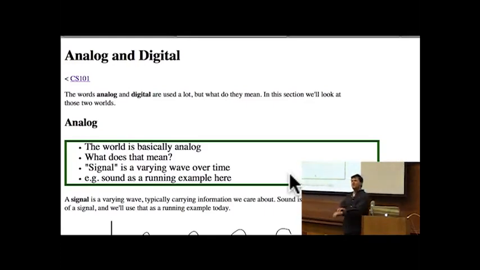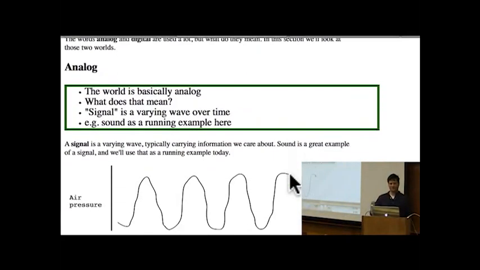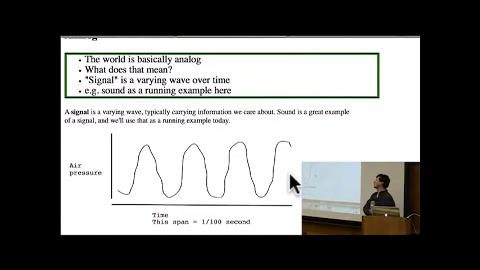So the world is basically analog. And what does that mean? Well, the simplest case, and the running example I'm going to use today, is sound. What does sound look like? How does sound work, the sound of my voice or music or something? Sound is actually just pressure waves in the air, just little minute increases or decreases in pressure.